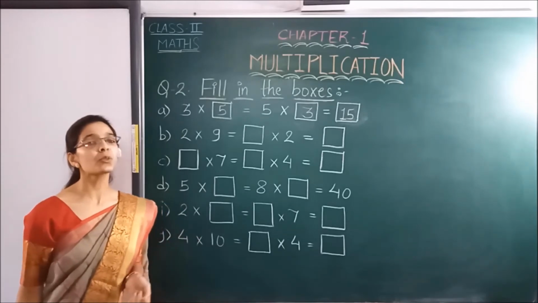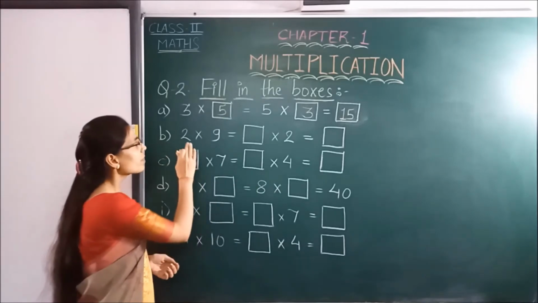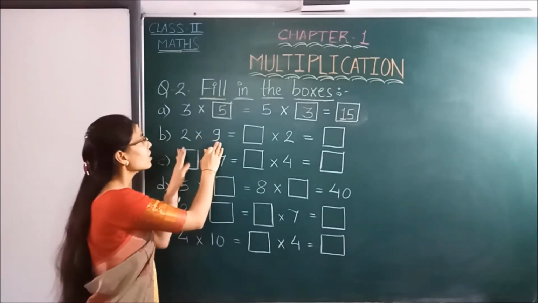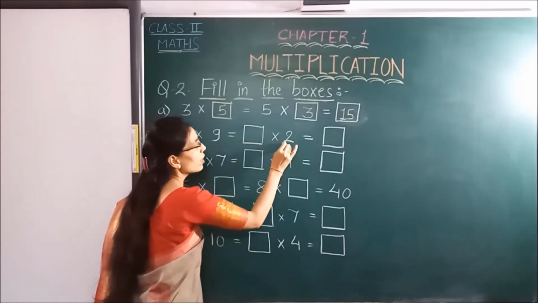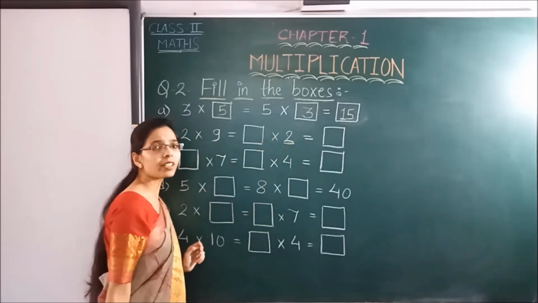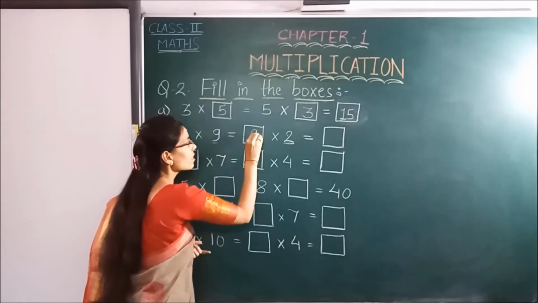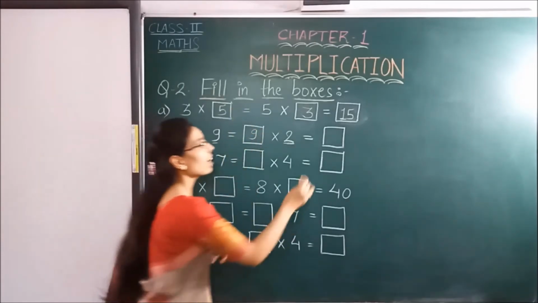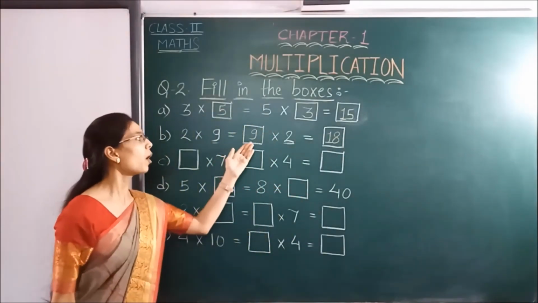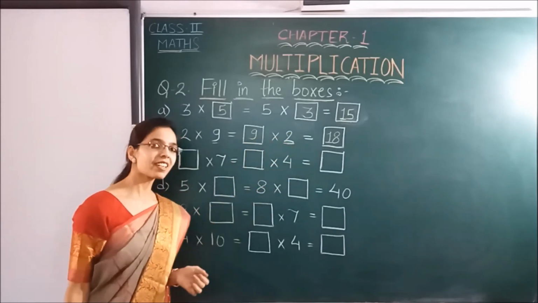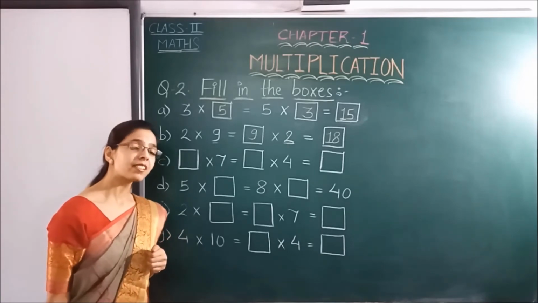In that way we have to identify which number is missing. See B1. 2 multiplied by 9 is equal to dash multiplied by 2. Look at here, 2 is already given. So which number is missing here? Very good, 9. So we will write here 9. 2 9s are 18. Our answer is 18. 2 9s are 18 or 9 2s are 18. Only order is changed, but the product of the numbers remains same.